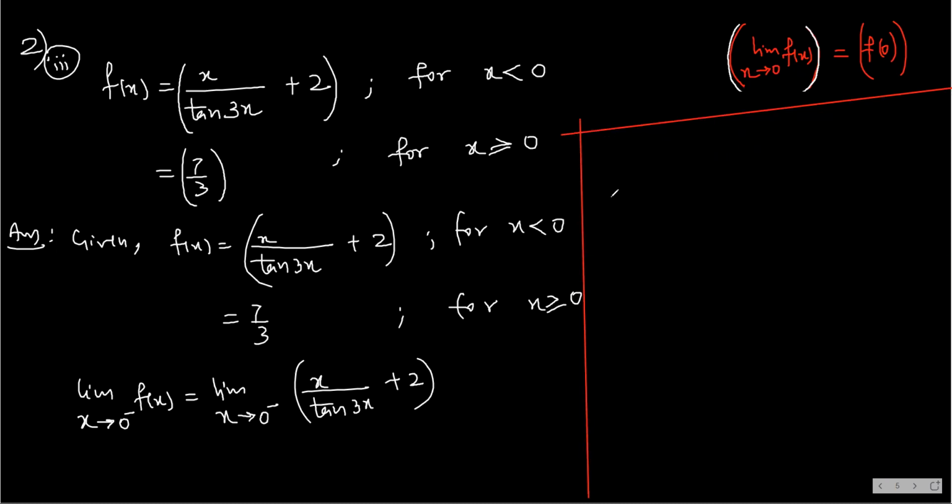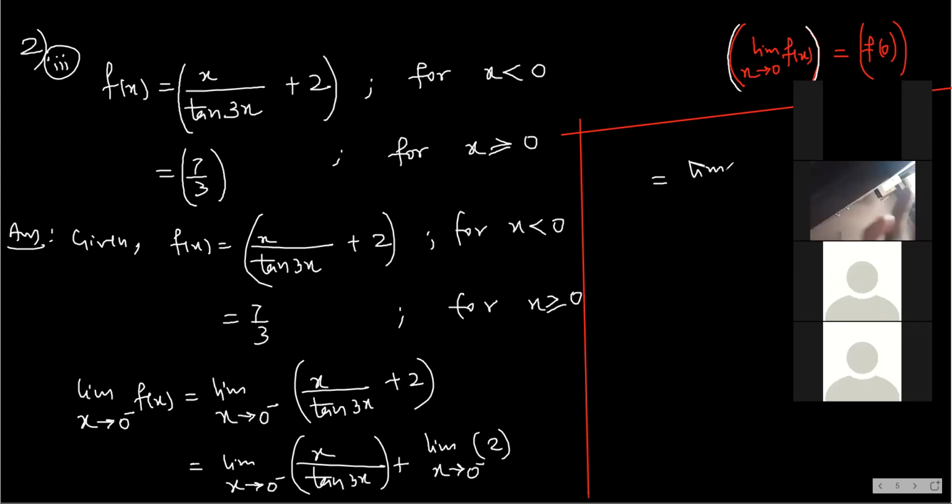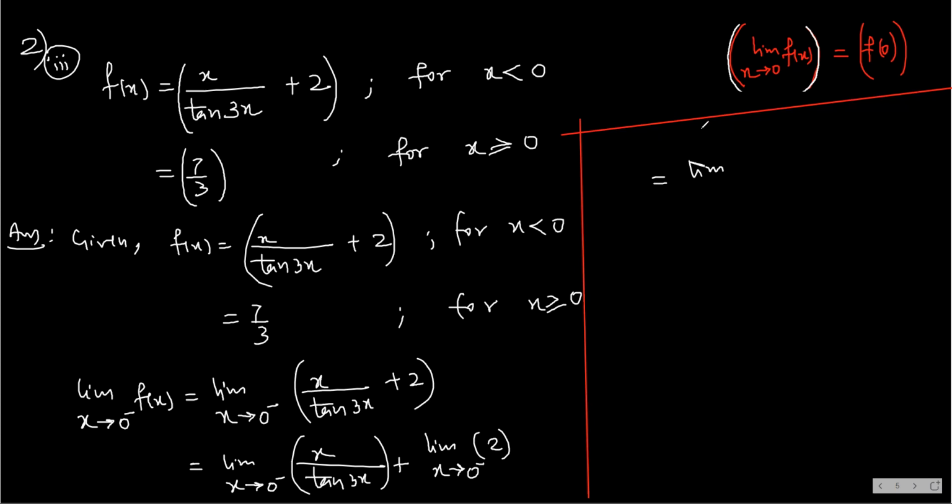So see what I will get. I will get limit x tends to 0 negative x upon tan 3x plus limit x tends to 0 negative 2. In the next step, what will happen? See, this is x. I will write this as limit x tends to 0 negative 1 upon tan 3x upon x. Okay, see, x upon tan 3x.